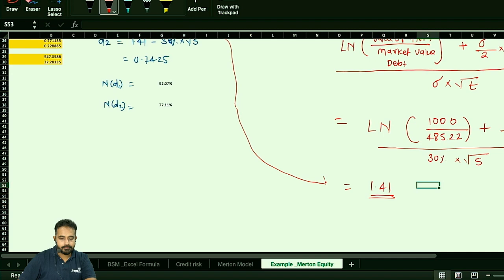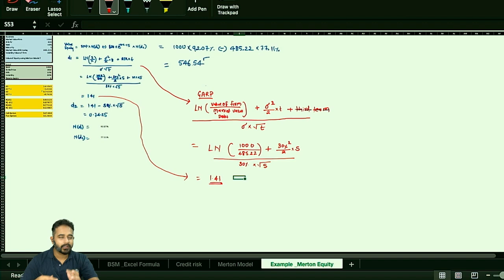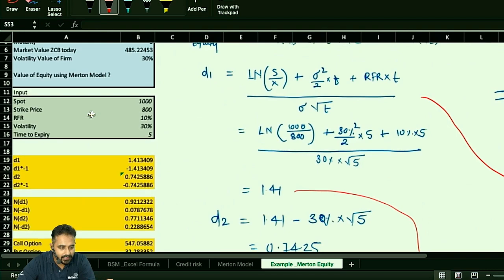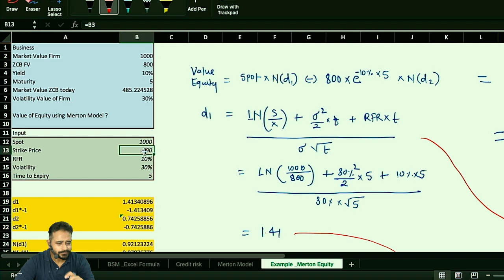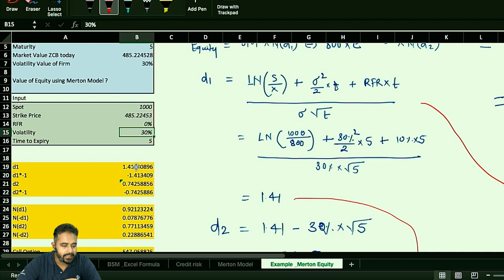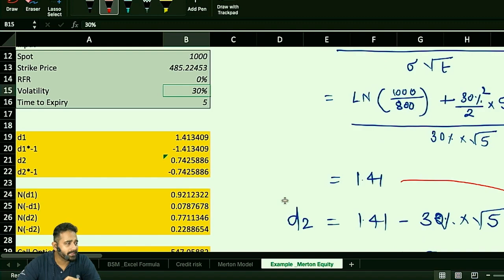So these are the two variations in the formula, and it could be a little confusing, but now you understand the intuition of why the formula is written in a particular way. Now if you want to play around with the same in the Excel calculator that we built, you can do that. You can say that I will not take the strike price as the face value of the debt. I would rather take the strike price as the market value of the zero coupon bond, 485, but then I don't have to add RFR separately in the D1 formula, correct? So I'll have to make the RFR zero. And then you'll see the D1 will come out to be exactly the same number, 1.41, but it will not give you the same call option value.